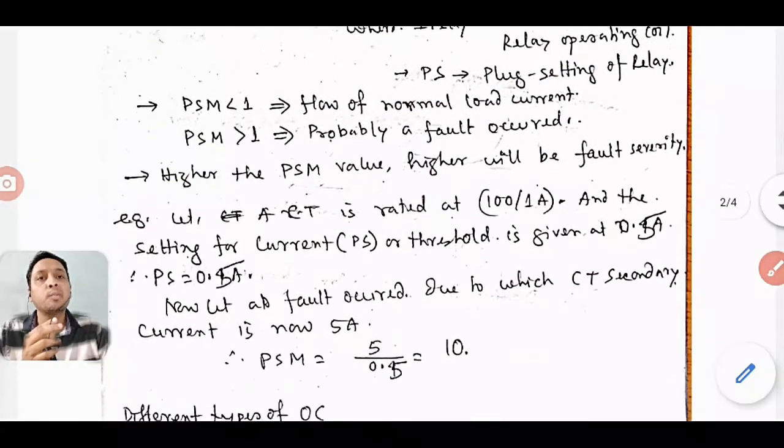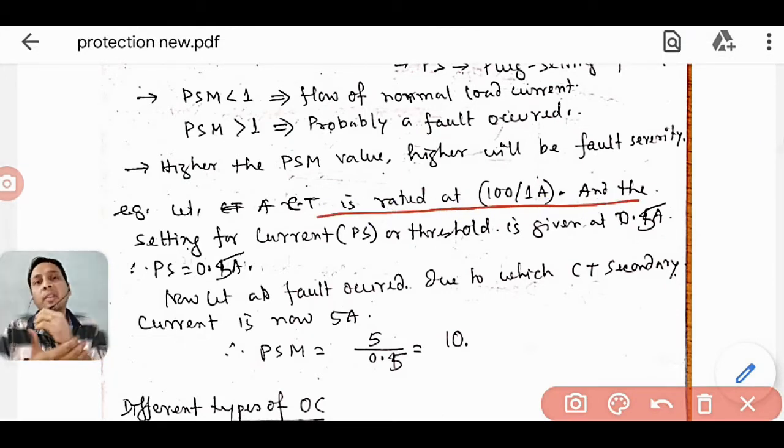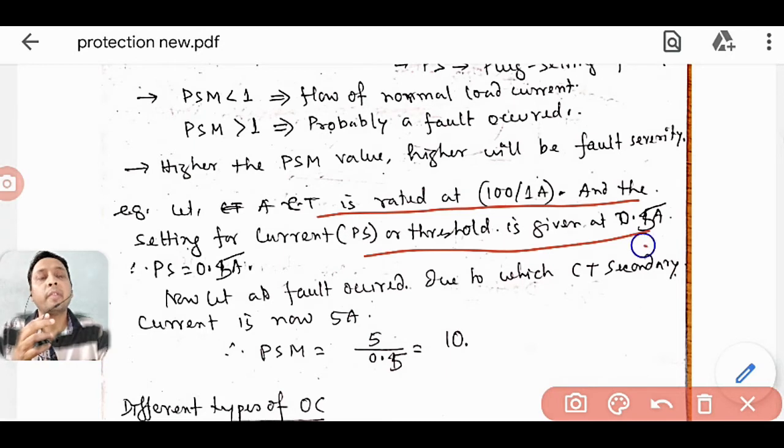I have taken a small example, just a 2-line example. Suppose a CT is rated at 100 by 1 ampere. That means in the primary, if it is 100 ampere, the ratio is 100:1. If the primary is 100, then the secondary will be 1 ampere. And the setting for PS or threshold is given as 0.5 ampere. Suppose you want to set it at 0.5. 0.5 ampere means CT secondary 0.5 ampere. Anything that crosses 0.5 should trip. It should indicate there is a fault, it should trip. That is my set point.